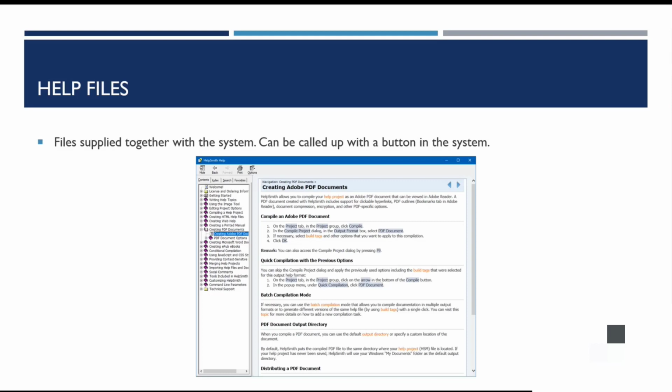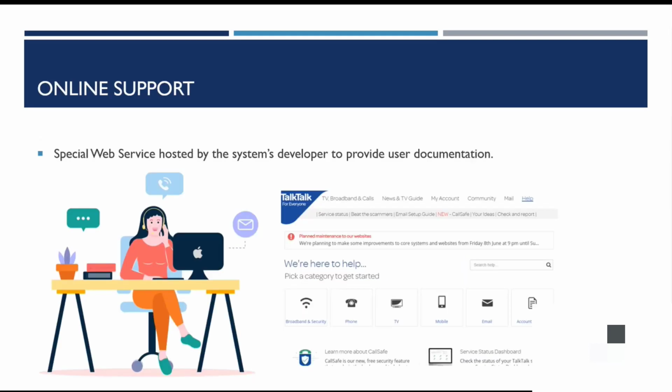However, there are some disadvantages. For example, they can only be used after the system has been installed, and they also don't give any help when installing the solution. Furthermore, they often only deal with very general errors, and they lack a search capability. So you have to look to find help for your problem. Sorry. Okay. Moving on, we have online support.